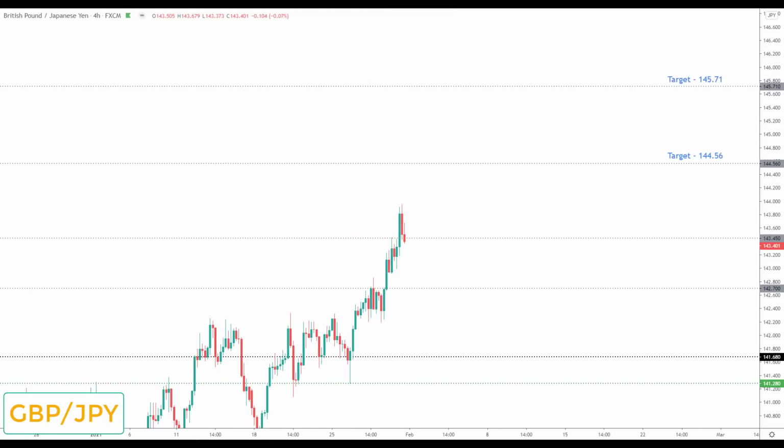Next we have pound yen. Now last week we identified this market as one to watch, and we did take out both targets to the upside in this market last week.